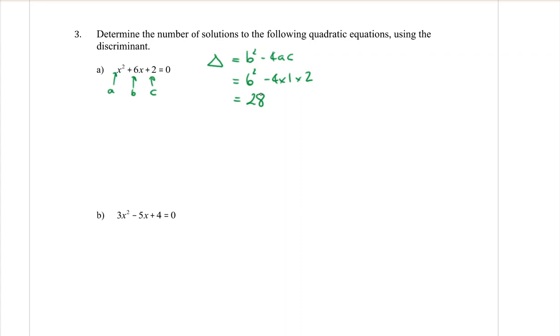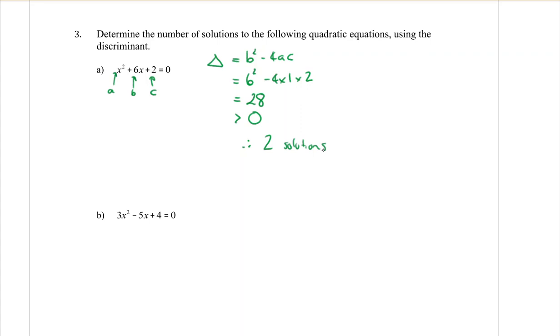Okay, the number itself is not important. The only thing that's important here is if it's negative, 0, or positive. Okay, 28, that's a positive number. It's greater than 0. That means how many solutions? Do you remember? 2. Okay, so we write therefore 2 solutions. Okay, that's all you're going to have to do for now.